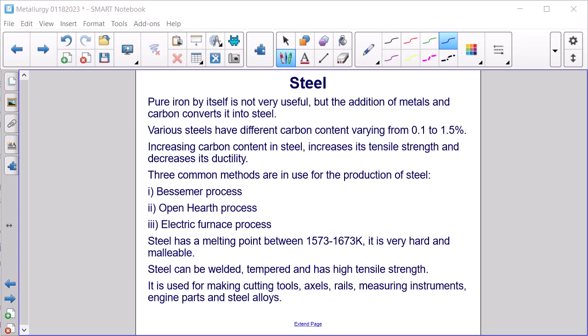Three common methods are in use for the production of steel: the Bessemer process, the open hearth process, and the electric furnace process. Steel has a melting point between 1573 and 1673 Kelvin. It is very hard and malleable. Steel can be welded, tempered, and has high tensile strength. It is used for making cutting tools, axles, rails, measuring instruments, engine parts, and steel alloys.